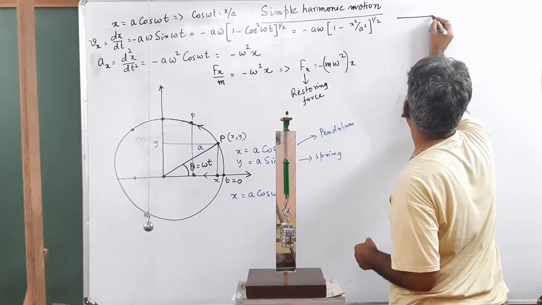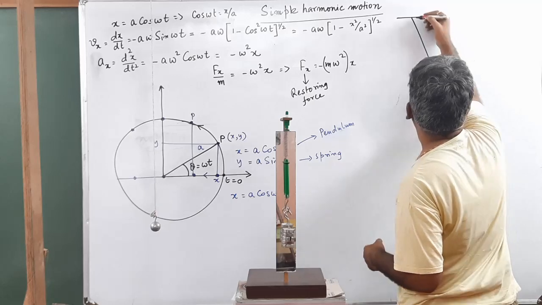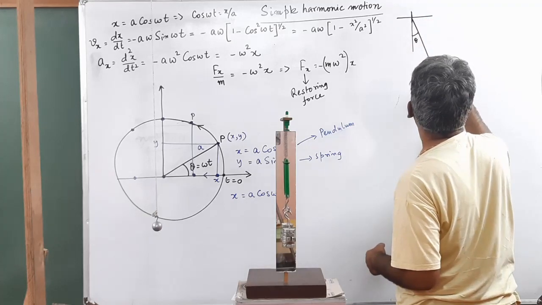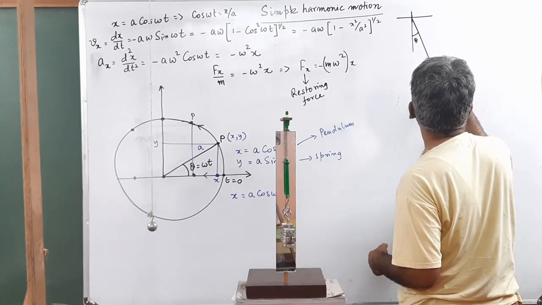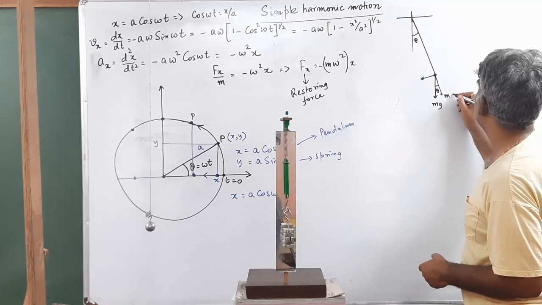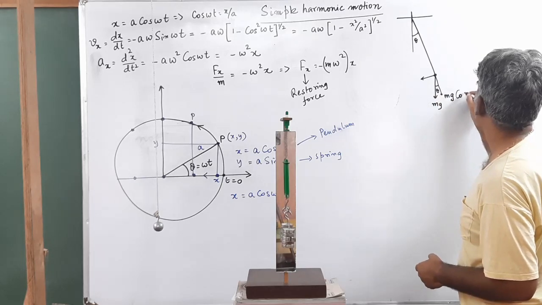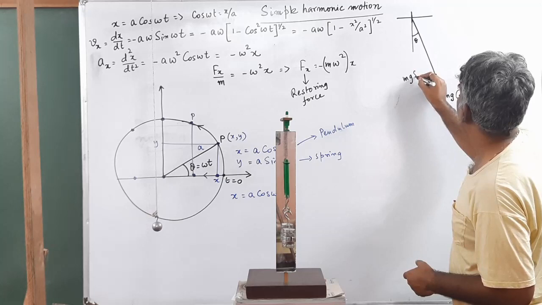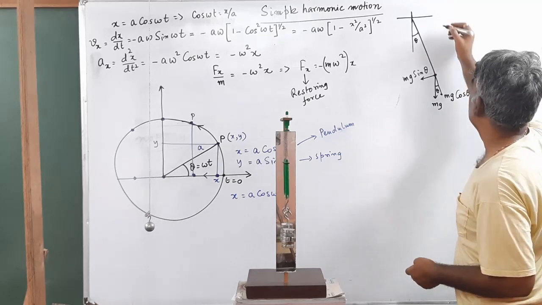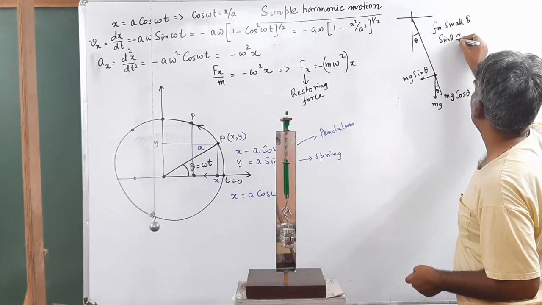Let's analyze it for this pendulum. So we have this bob here. This is mg. Now this is theta, and this is also theta. This force is actually the restoring force. If this is theta, then this is mg cosine theta, and this is mg sine theta. Now I told you the condition: theta should be very small. For small theta, sin theta is approximately theta.